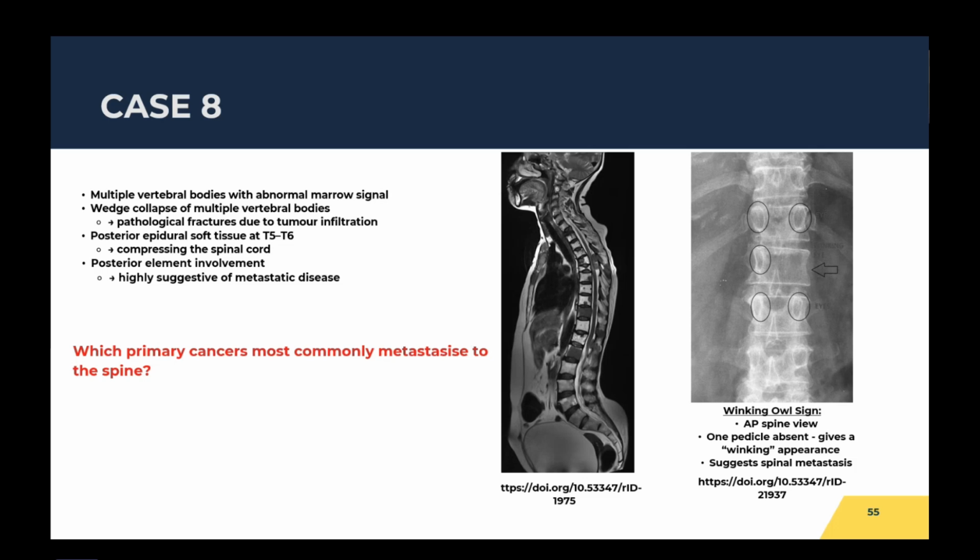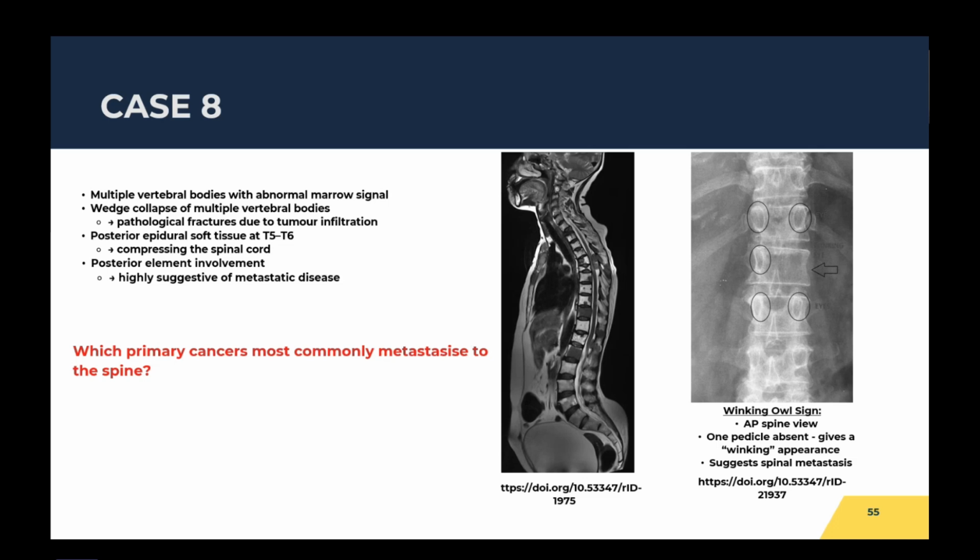There are a few wedge fractures as well. And there's also posterior involvement as well. And this is all highly suggestive of metastatic disease.